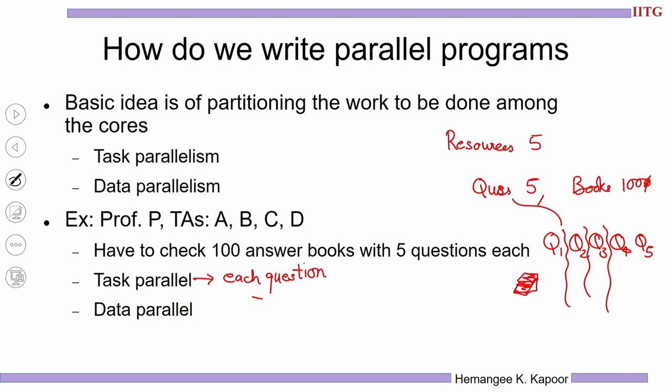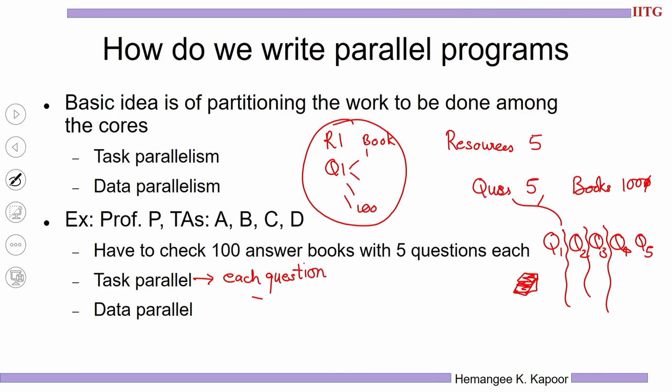Okay, so what does this mean? When resource person 1 gets question 1, this person is going to check question 1 of all the answer books, starting from 1 to 100. They will check book 1, question 1, book 2, question 1, and so on. Resource person 2 will do question 2 of all the answer books, and so on. So, this is how we can exploit task level parallelism.